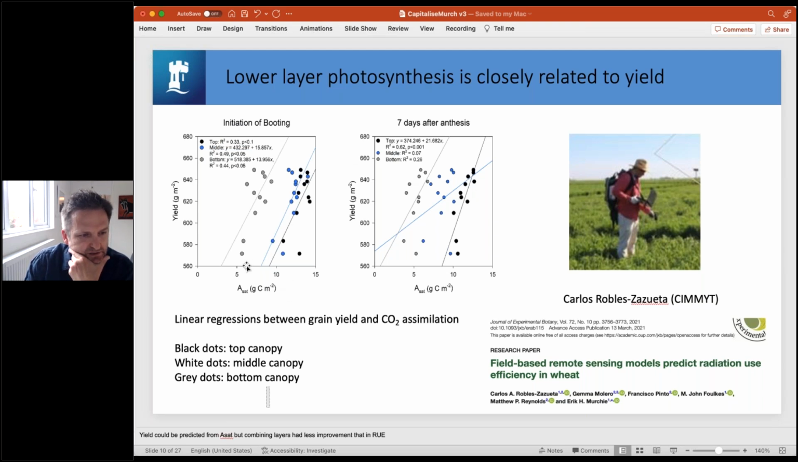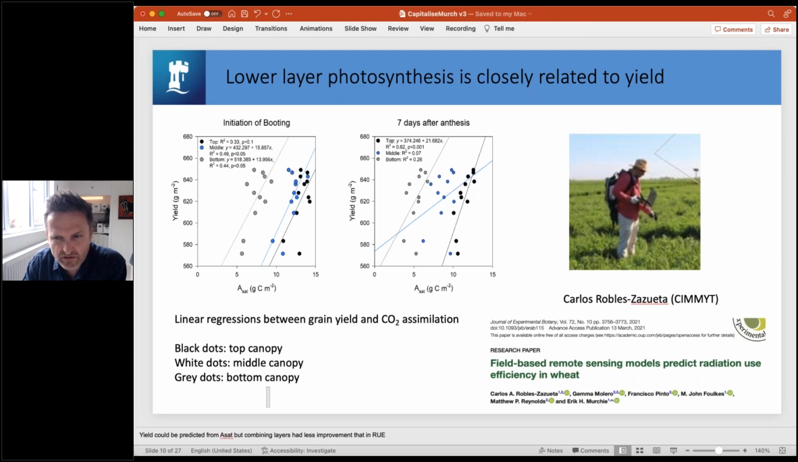So looking at these figures, this plots ASAT. So this is actually the saturated rate of photosynthesis, but integrated over each of the layers, top, middle, and bottom, and plotted against yield. And we get a really nice correlation in the lower and middle parts of the canopy, actually much better than the top layer. And at 7 days after anthesis, during grain filling, this is less strong, partially understandable because at this stage the wheat plant is more sink limited.